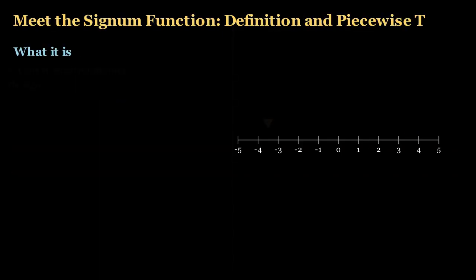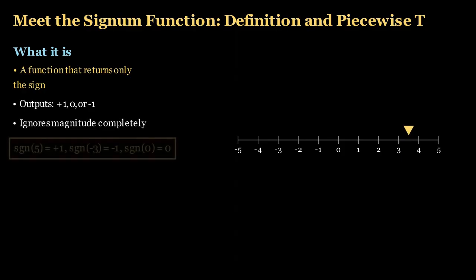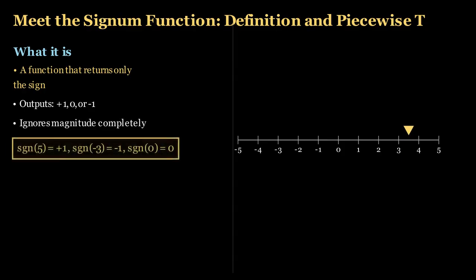Imagine you have a number like 5 or -3. You already know these numbers have a sign: positive, negative, or 0. The Signum function, written as Sgn of x, is a simple machine that looks at any number you feed it and tells you only its sign.